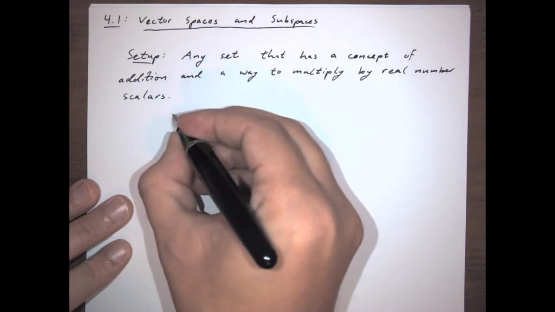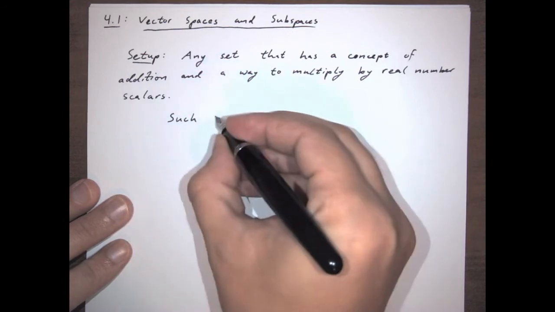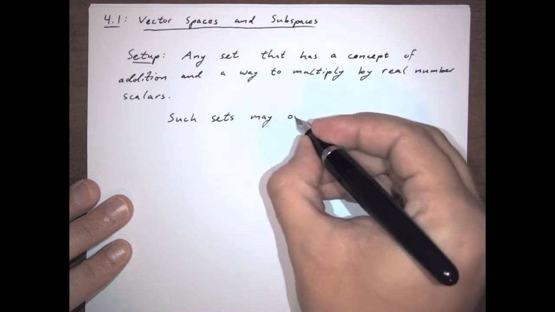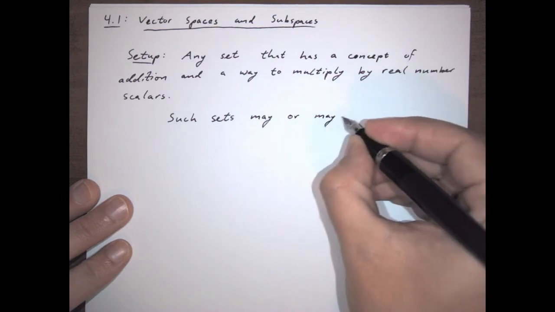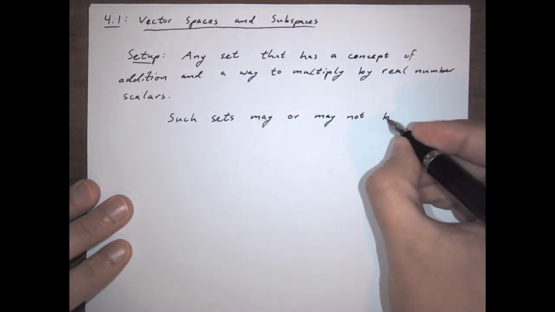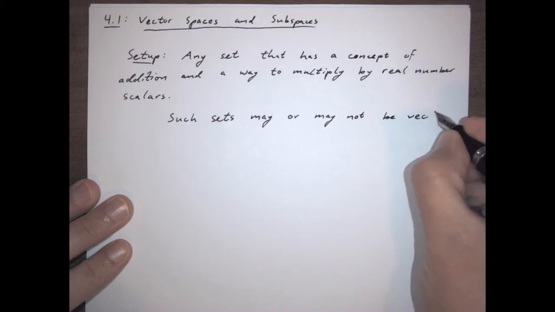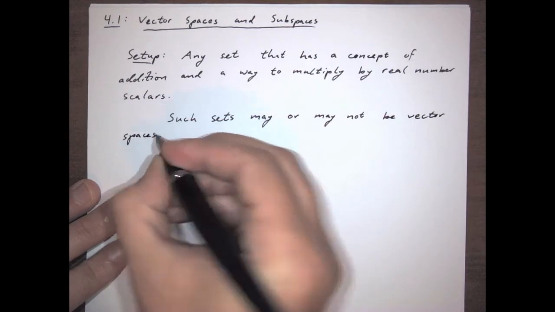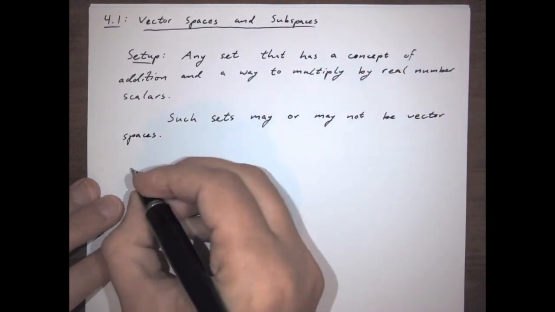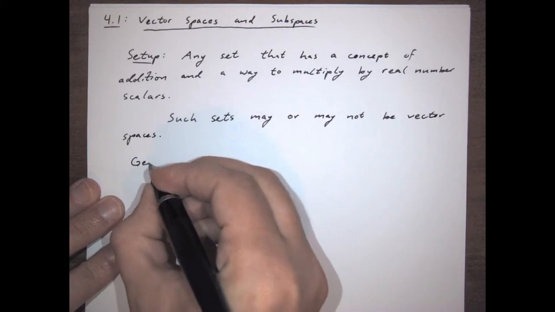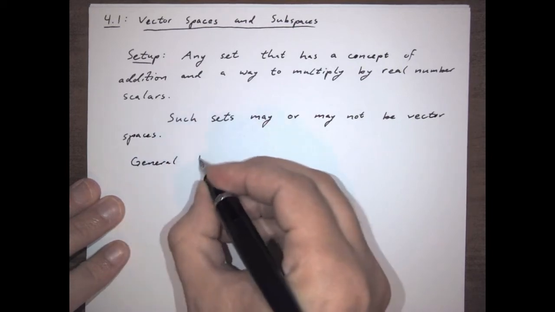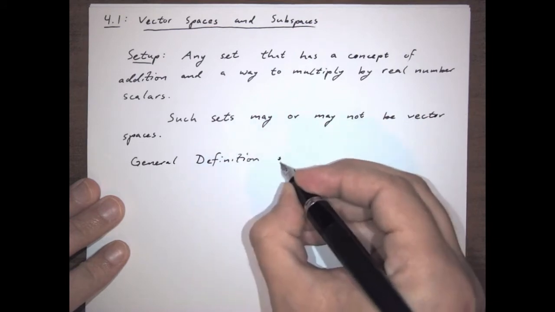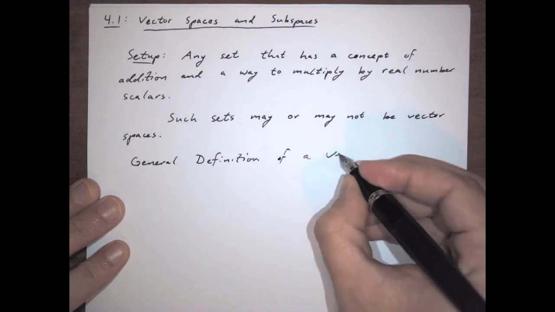So such sets may or may not be vector spaces. Here's what it takes. So here is the definition, the general definition, of a vector space.